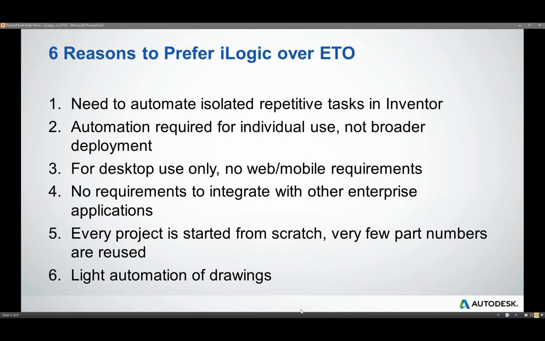So if we take a look at why we'd want to use one versus the other, if we look at iLogic, if you need to automate repetitive tasks, Inventor iLogic is going to be great for that. Specific for individual users, really great for that. Desktop only. So if you don't have any web requirements, you can use just Inventor iLogic. But if you do have those web or mobile requirements, think of adding Configurator 360, which is going to enhance those opportunities where web or mobile is a requirement. If you don't have any requirements to integrate with other enterprise applications, you can start from scratch from very few part numbers and maybe automate some of the drawings. So iLogic will allow us some very light automation of the drawings.